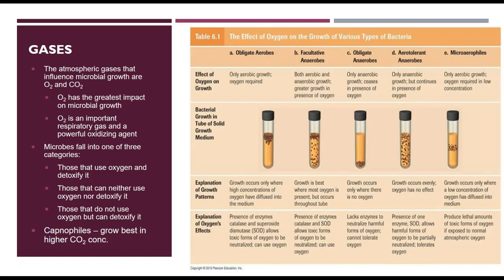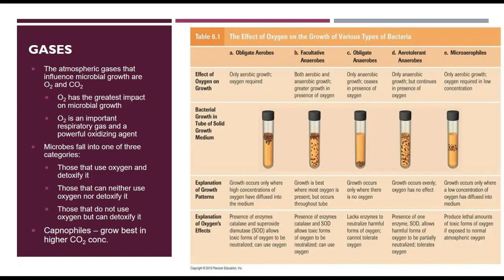Either organisms that both use oxygen and can detoxify it, organisms that can do neither, they don't use it and they cannot detoxify it, and finally organisms that don't use it but are able to detoxify it. So we have five major groupings of organisms based on their ability to use and detoxify oxygen.